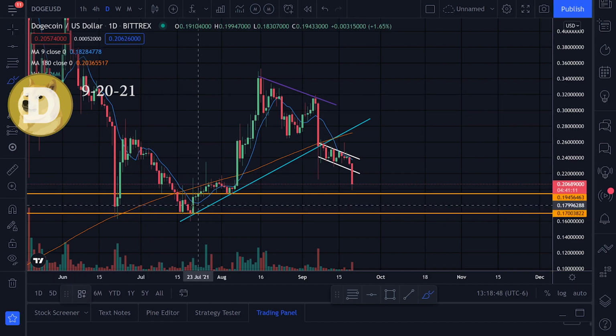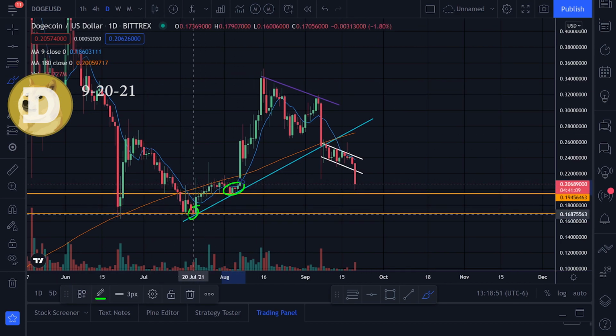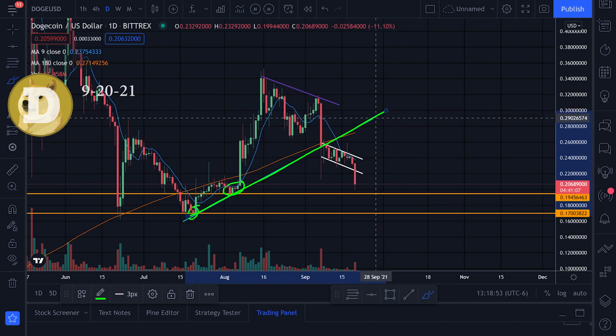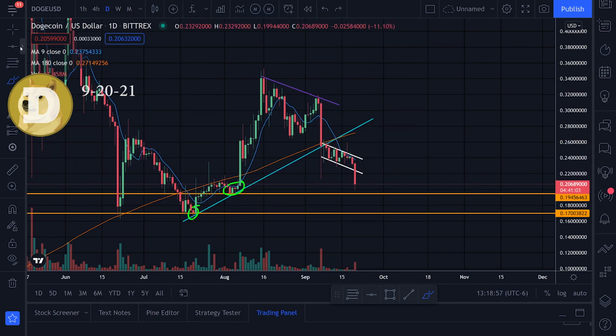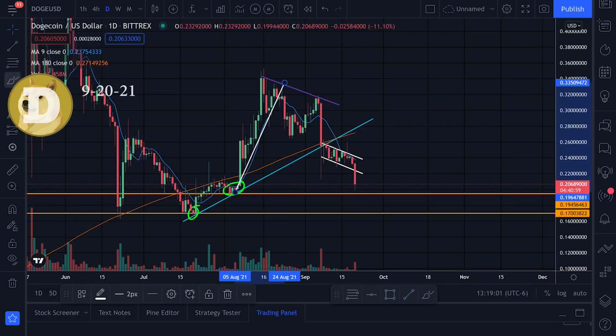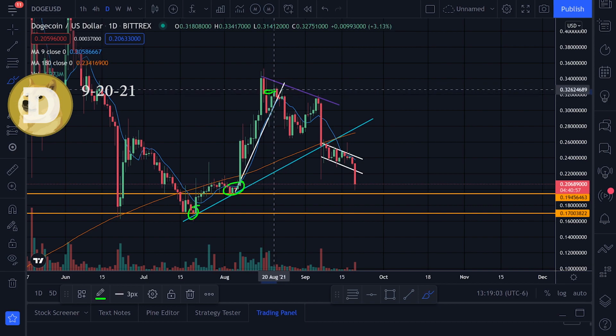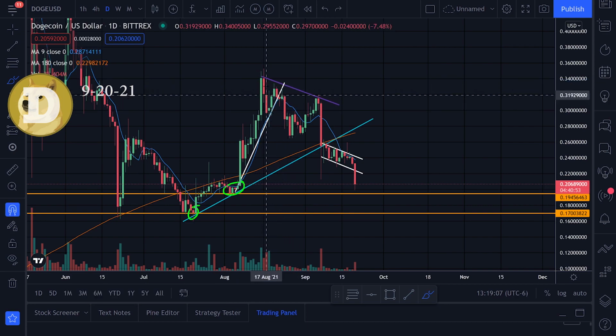So we have support right here and we have support right here. We had this uptrend going something like this. We broke that uptrend going to the downside right there. Actually, we had another uptrend too. We had this uptrend going like that. We broke this one going to the downside, and ever since this one, I've been pretty skeptical or slightly bearish.